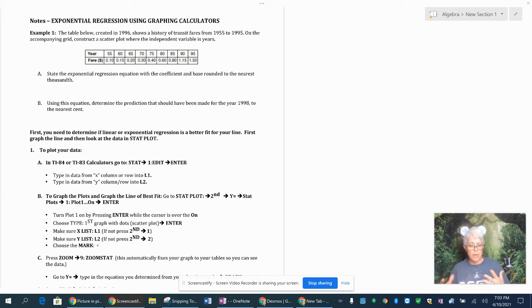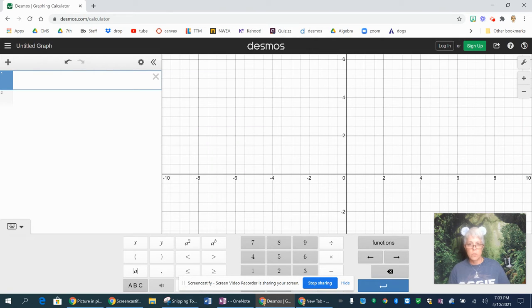I don't know how to split screen on mine, so I have my notes off to the side. We're just going to do this together. The important thing is to remember how to put a table in and then know how to put the equation in. So you're going to have to write what I write down on your formula chart.